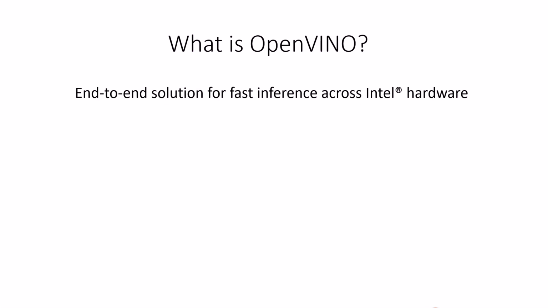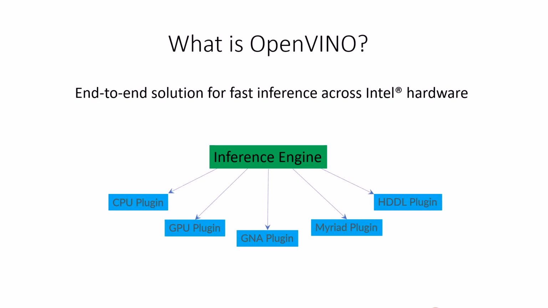The OpenVINO ecosystem includes a number of tools, but as we are talking about inference first, the central component is the inference engine. It provides an API to build Python or C++ applications to run the inference. The inference engine as a component doesn't have any code for inference. Instead, it relies on plugins. Each plugin is dedicated to running the inference on a particular hardware. So the user has a common API to run inference on any supported hardware, just configuring the plugin name.